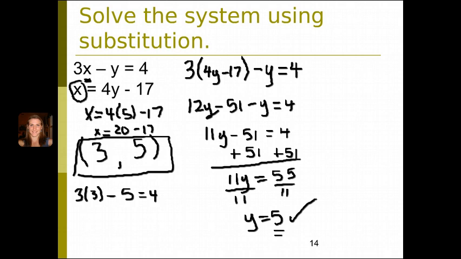Now we go to the other equation. x is 3, so does 3 equal 4 times 5, which is your y, minus 17. That is also true because 20 minus 17 is 3, and 3 equals 3.